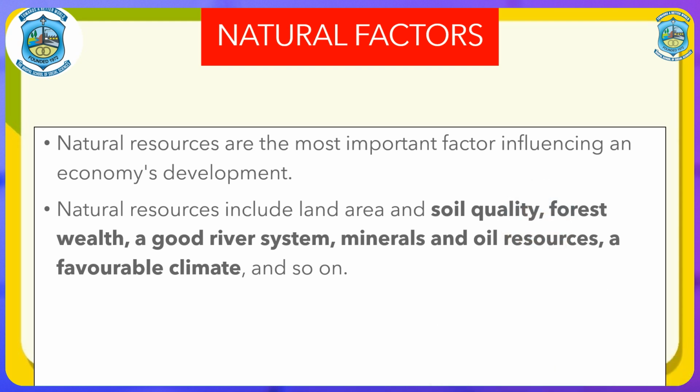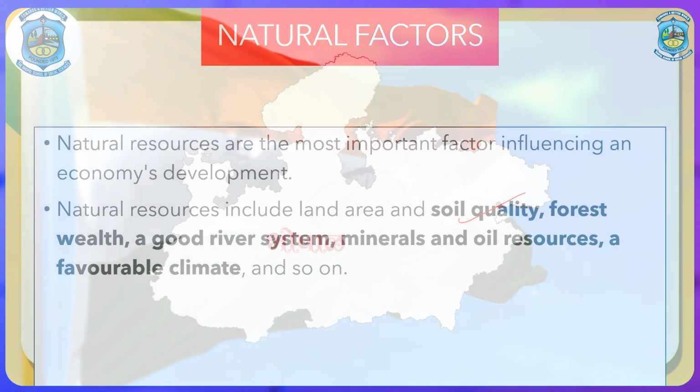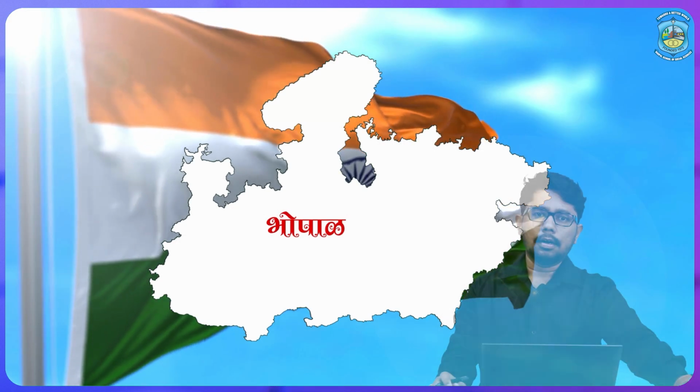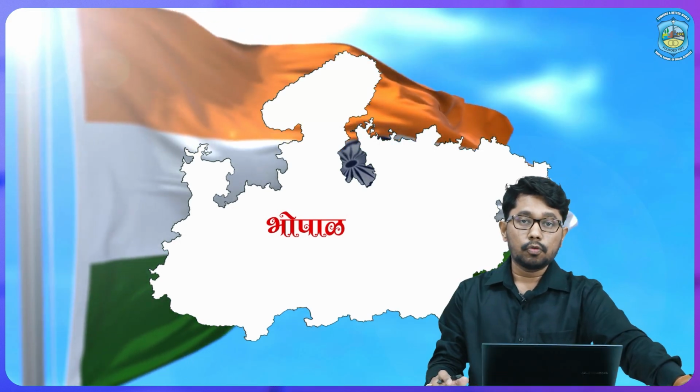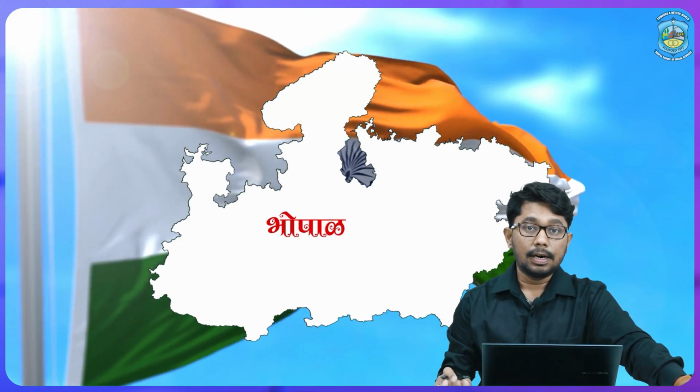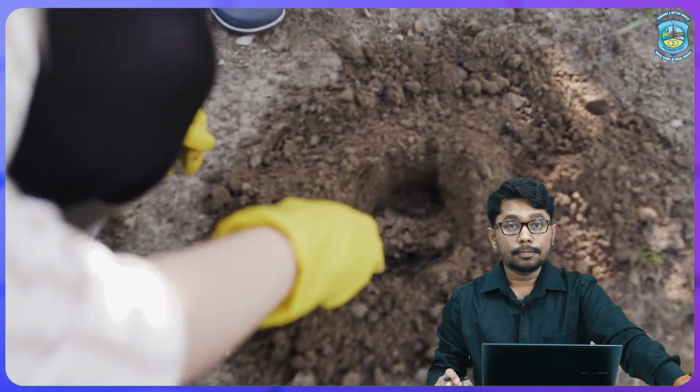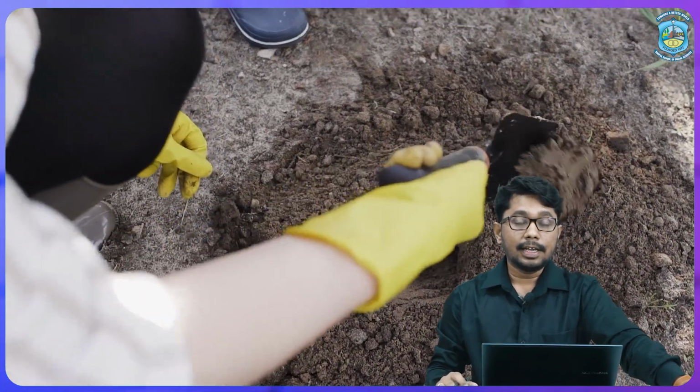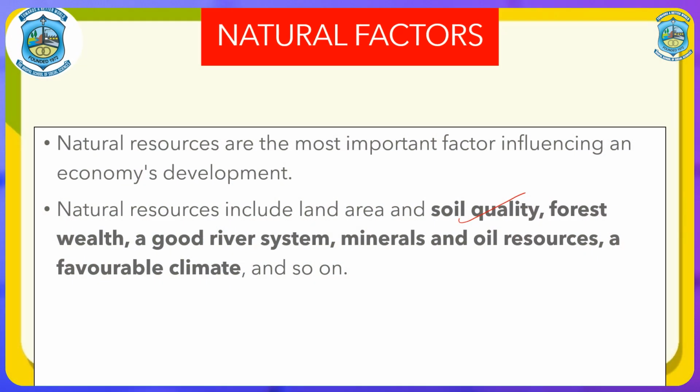Natural resources include soil quality. Like we are living in Madhya Pradesh, in Bhopal city, which is considered part of the Malwa belt, and the Malwa belt has black soil. Black soil has water retention capacity and is good for wheat cultivation. So Hoshangabad district has an abundance of production of Sharbati wheat here. So this could increase the economic development. I hope you are getting my point.